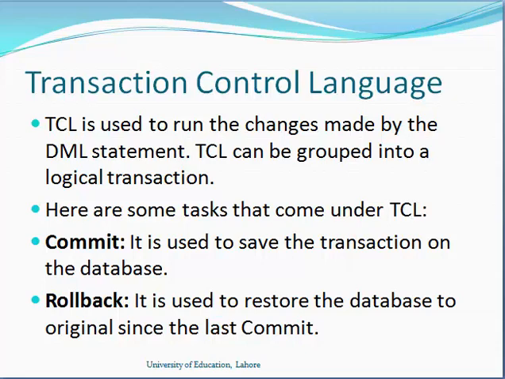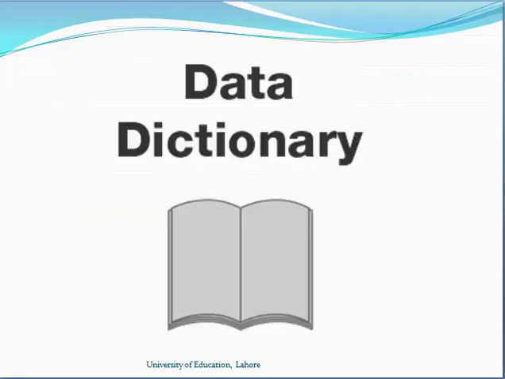Commit is used to save the transaction on the database, and rollback is used to restore the database to the original state since the last commit. I think all four languages will be clear now. Let's come to the next topic, that is data dictionary.